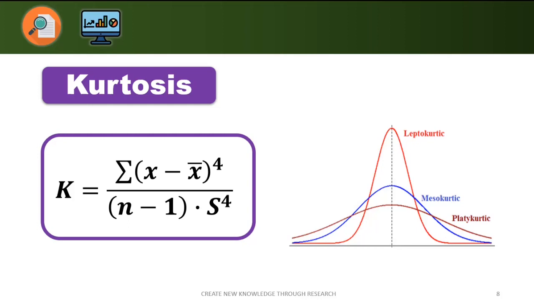Let's begin with kurtosis. So a positive kurtosis is denoted by a kurtosis greater than 3. So the magic number here for kurtosis is 3, because for skewness, we have a different magic number.